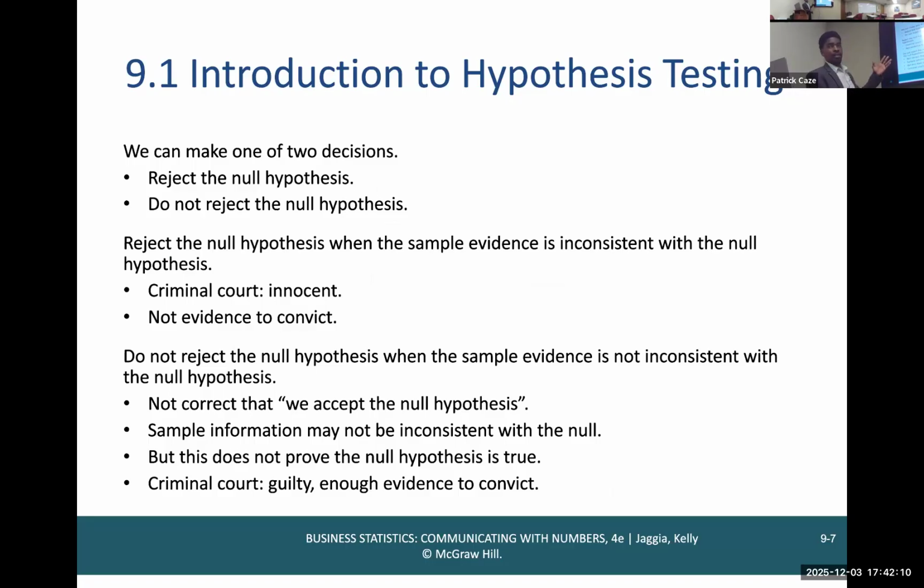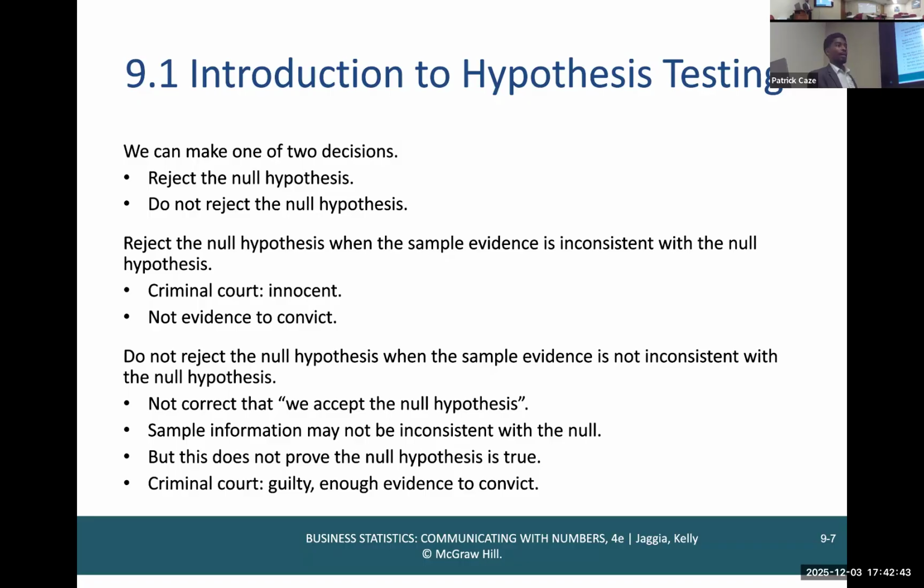For instance, in this example, criminal court: innocent, not enough evidence to convict. So the burden of proof is beyond a shadow of a doubt. If there's enough evidence to support that this person committed this crime, then the person will be found guilty. But if there's not enough evidence, then we have to assume that the person cannot be found guilty. That doesn't mean they're not guilty. It's just that we don't have enough evidence to prove it. So we have to let them go and collect more evidence.